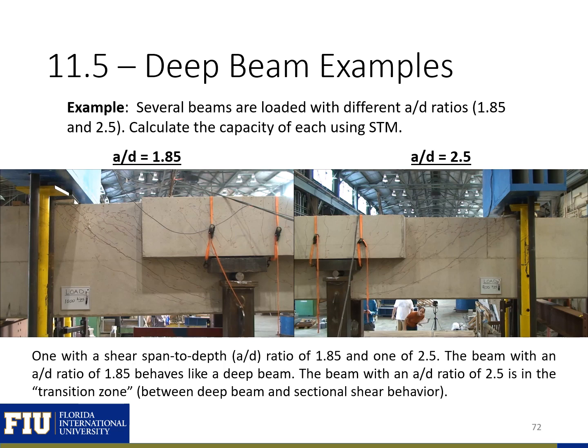So normally for each beam, we would get 2 tests out of it. So one test would be run with an a/d of 2.5. We'd add some external post-tensioning or kind of clamp down on the section to add additional shear reinforcement to strengthen this side, and then fail the other side with a shorter shear span.